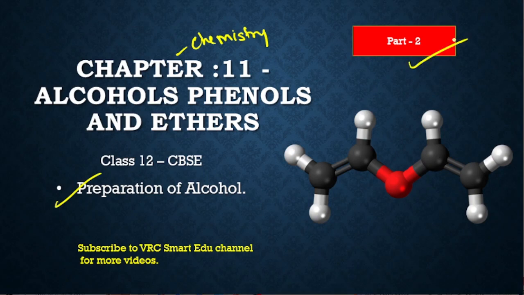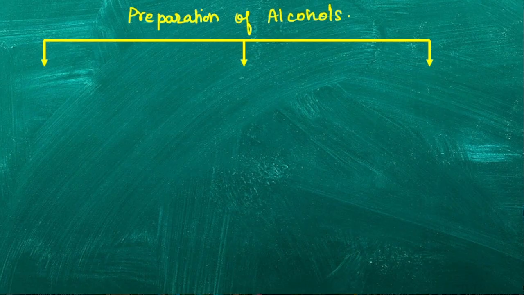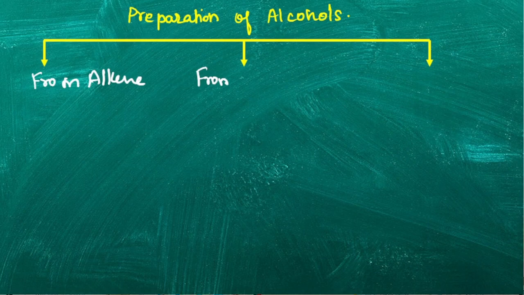Let us enter into the preparation of alcohols. The preparation of alcohols is divided into three categories. You can prepare alcohols from alkene, from carbonyl compounds, and from Grignard reagent.